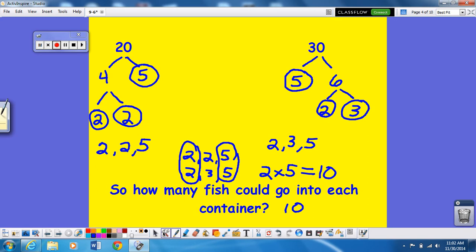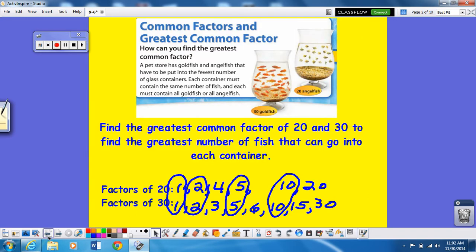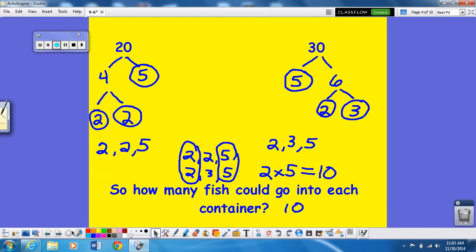10 fish. Now if you remember back to this page, 10 was our greatest common factor when we did a factor list. So I want you to know that either way is okay. I want you to know how to do both ways.